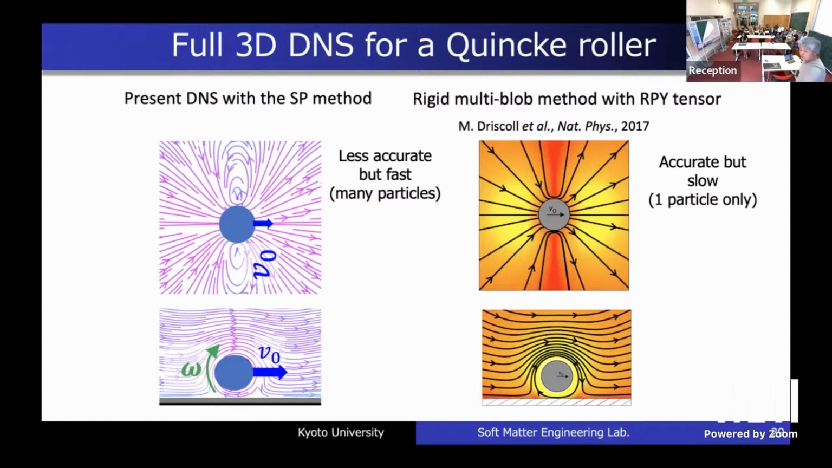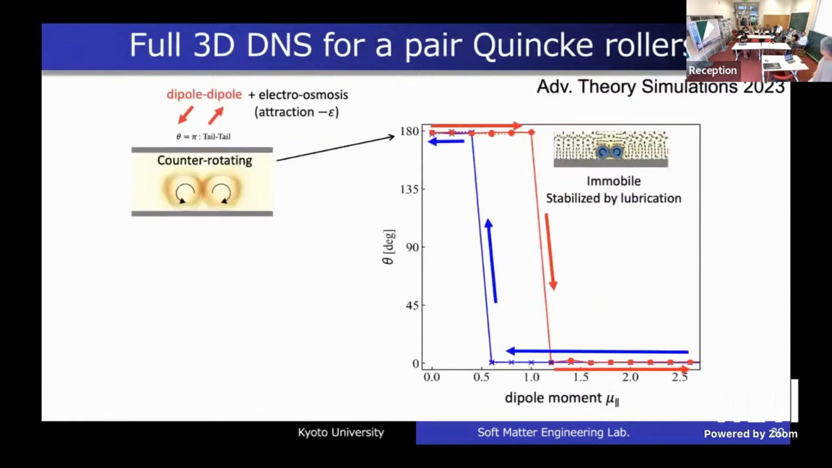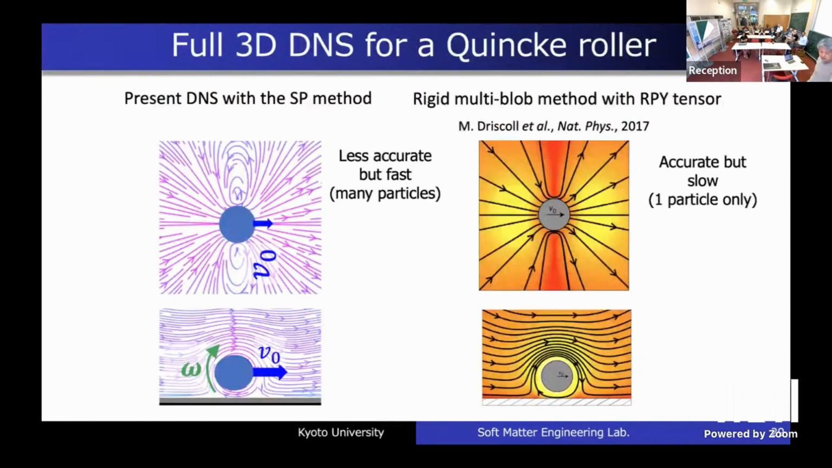Their problem is they can use this kind of method only for a single particle. But we can use this method for any particle system. Of course, their accuracy is much higher. But anyway. So what happens at the fluid underneath the particle? This one? There, yes.